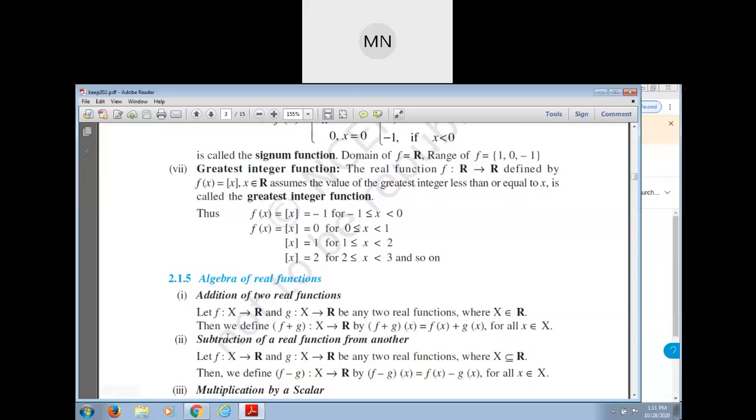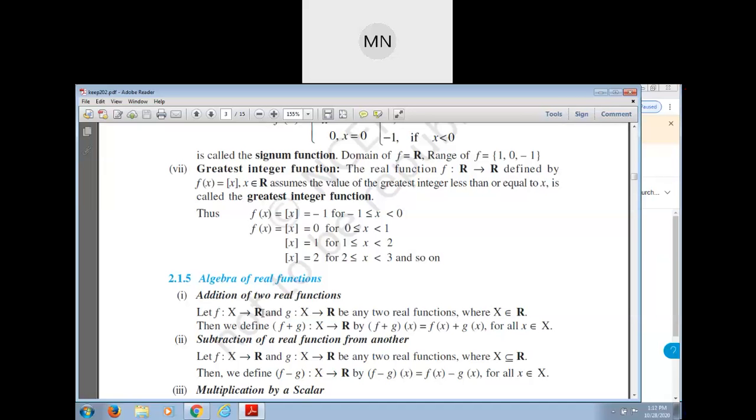Okay, suppose we are given two functions f and g which are defined from X to R, then we can define another function by adding those two functions. Suppose we consider f plus g, another function, the addition of the two functions, so it will be defined from X to R. Okay, and it is written as f plus g of x. It is the same as f of x plus g of x.